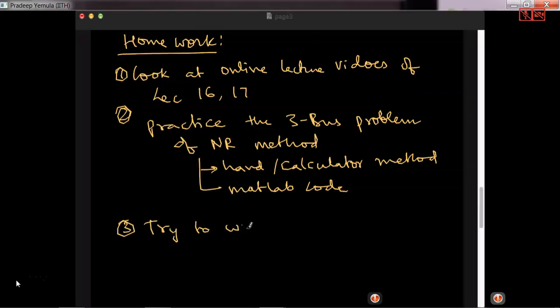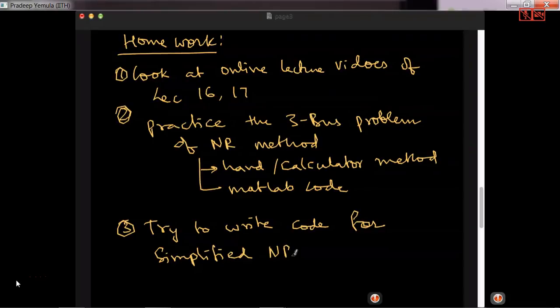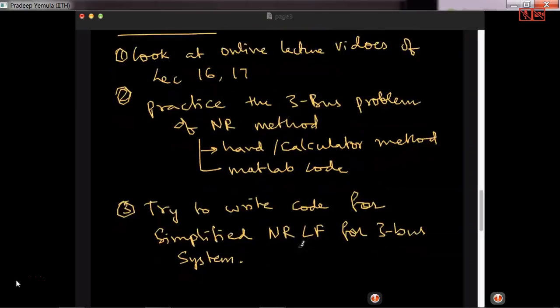And the third one is: try to write code for simplified NR load flow for a 3-bus system. Today in the class we did it for a 2-bus system. Try to do it for a 3-bus system and then check if it really converges or not.